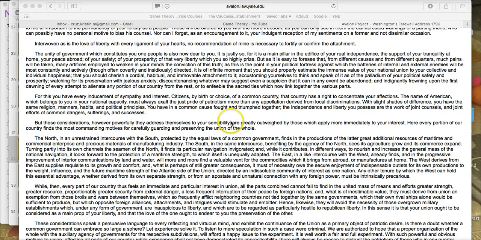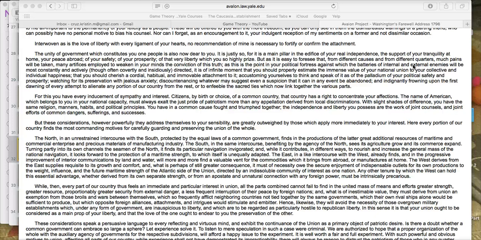And then he says, citizens by birth or choice of a common country, that country has a right to concentrate your affections. The name of American, which belongs to you in your national capacity, must always exalt the just pride of patriotism more than any appellation derived from local discriminations. In other words, think of yourself more as an American and less of a New Yorker or a North Carolinian.